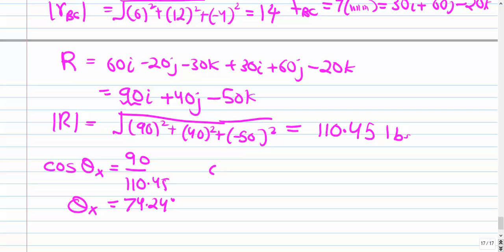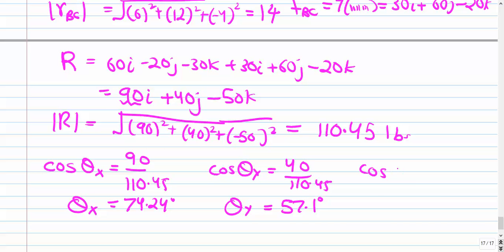Doing the same procedure for theta y, we can get 40 over 110.5. Theta y is equal to 57.1 degrees. And lastly, solving for theta z, we get theta z is equal to 116.9 degrees. So this was the same procedure for this question as well.